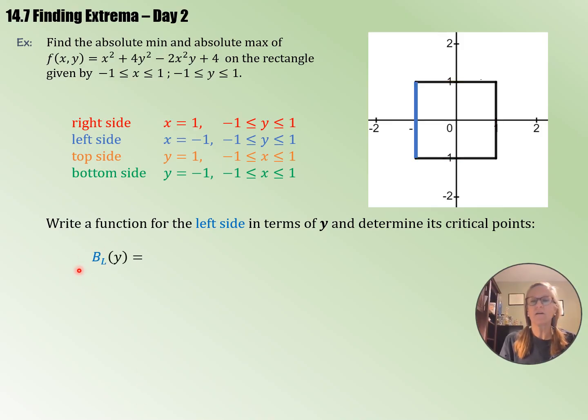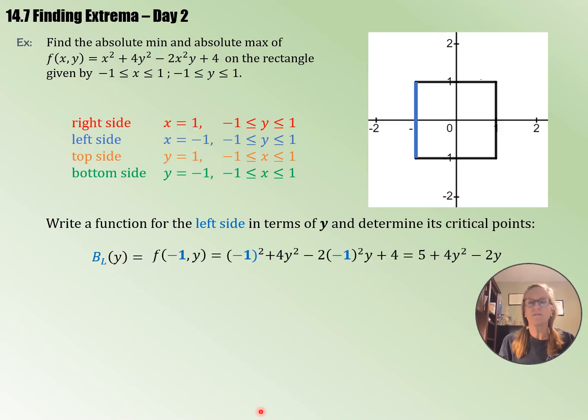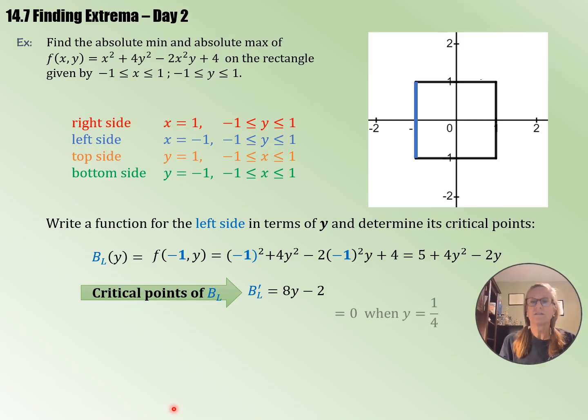The boundary on the left, y varies, x is held at -1. So here's my height function when x is held constant at -1. Take that derivative, set it equal to 0. I also got a fourth. Don't forget about its endpoints here.